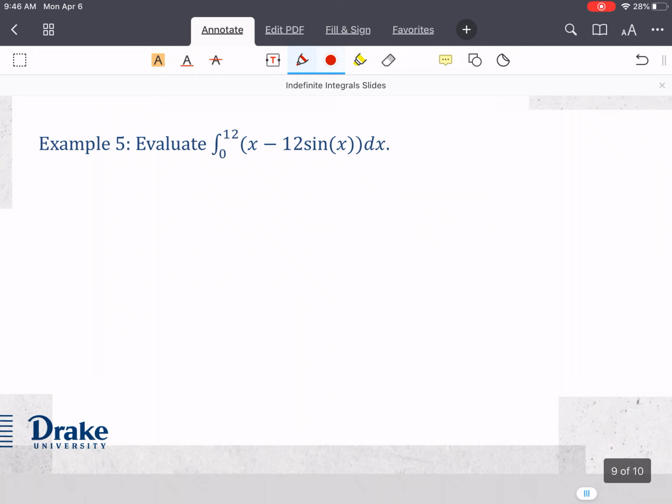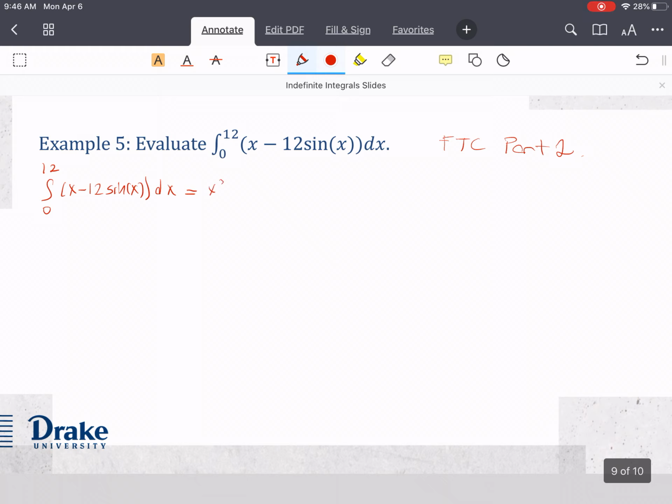So in this example, again, we're given a definite integral. We're going to evaluate it from 0 to 12. Again, we're going to use the Fundamental Theorem of Calculus, part 2, to evaluate it. So we have the integral from 0 to 12 of x minus 12 sine x dx. We're going to find the antiderivative for this first.